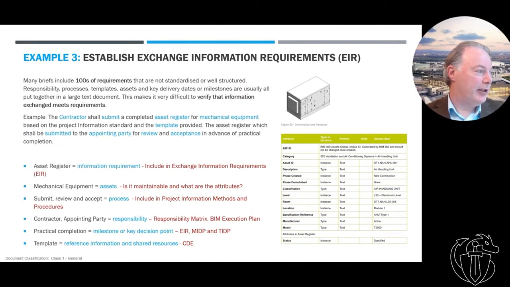Part of my job is going through requirements that are generally in plain English. If I look at any of our briefing documents, there's hundreds of requirements. I'll go through each of those sections and say, what does this mean? For example, "The contractor shall submit a completed asset register." Asset register is an information requirement. Contractor is a responsibility. Submit is the process. So you have to start going through the brief and figure out what it means in terms of actual information.